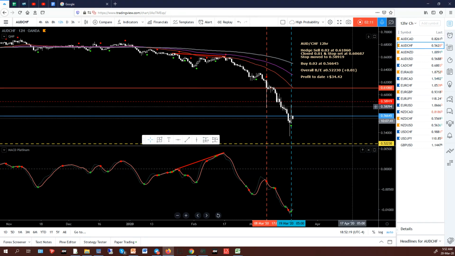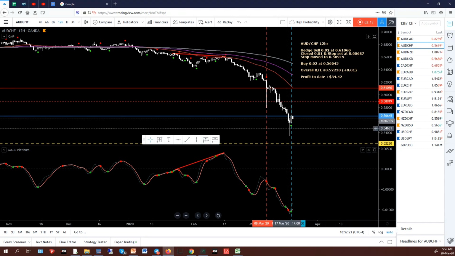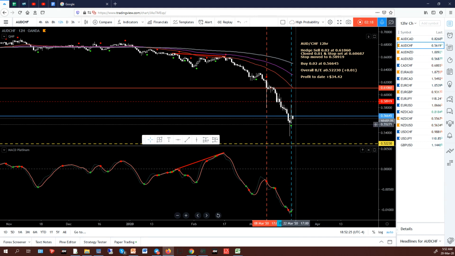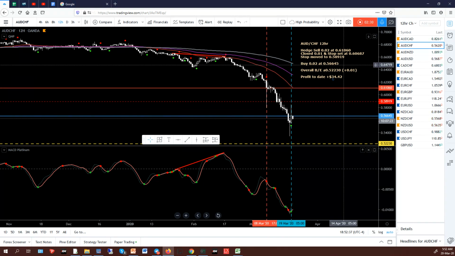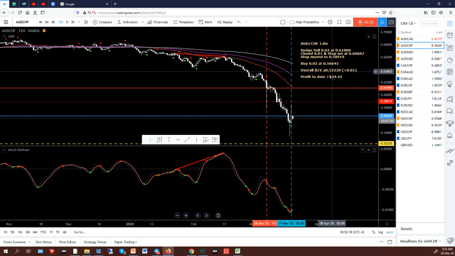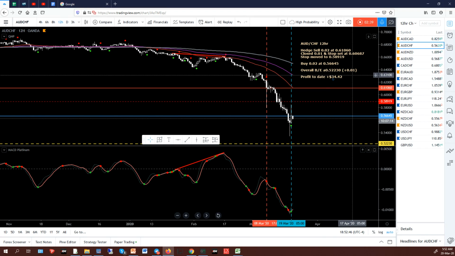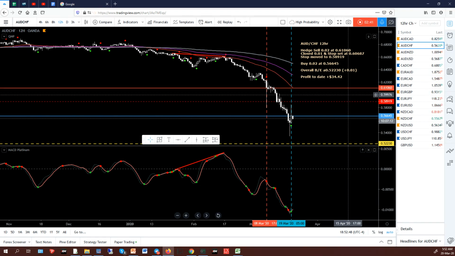AUD/CHF, I took a buy this morning. The buys are signified by the blue vertical line and the blue horizontal solid line. I've already got a sell in place up here. It's a partial sell. So now I've taken a new buy this morning. My overall break even, I've got to fix that up. It's not very tidy. Overall break even at 0.6223, I'm positive plus 0.01.